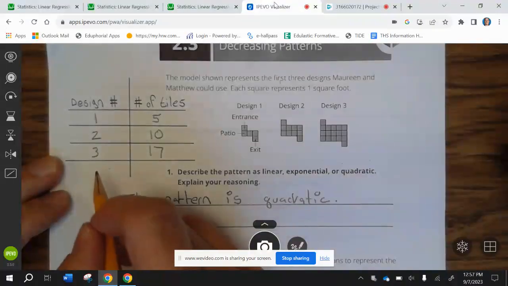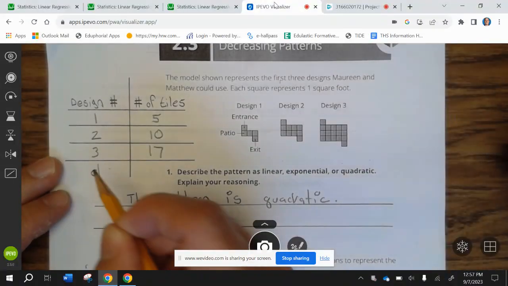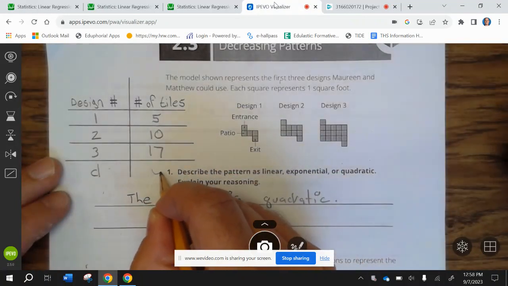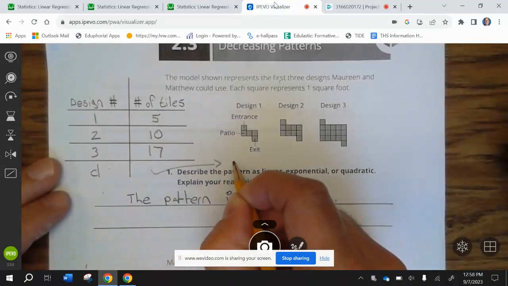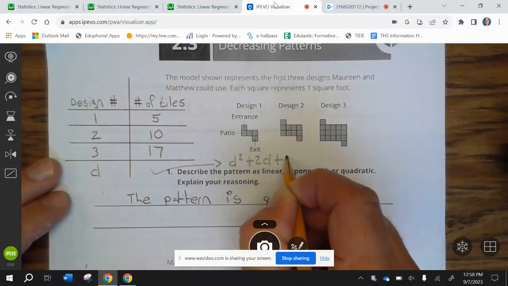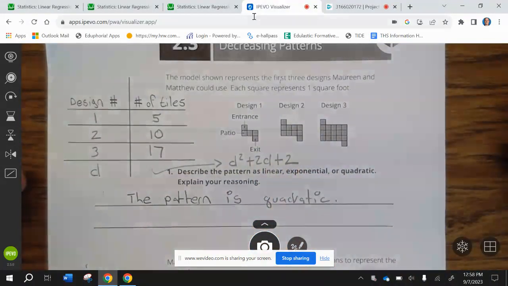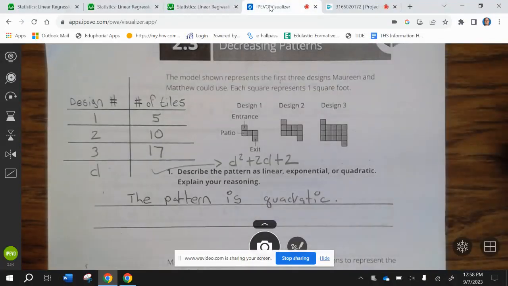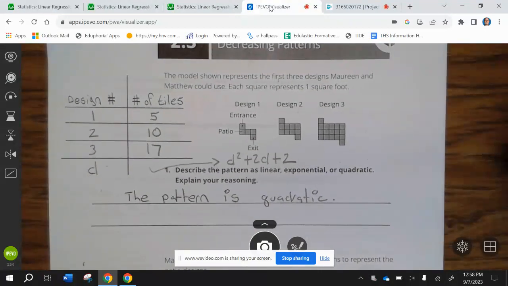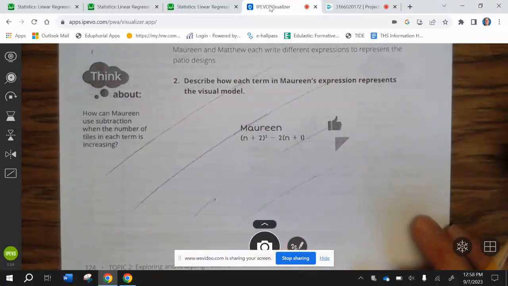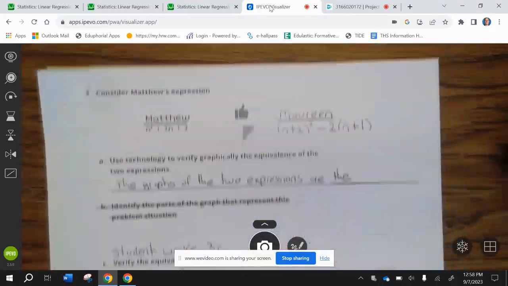And the equation, this is D, would be, kind of don't have space, so I'll put it there. D squared plus 2D plus 2. And let me just double check. Yep. Okay. Let's take a look at the next question. All right, we're going to skip that question, so let's move on to the next page.